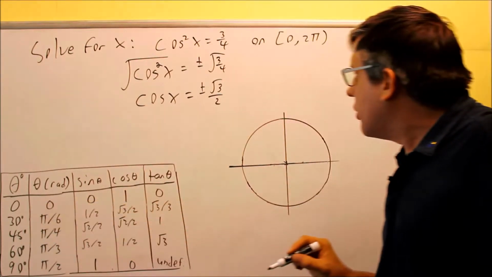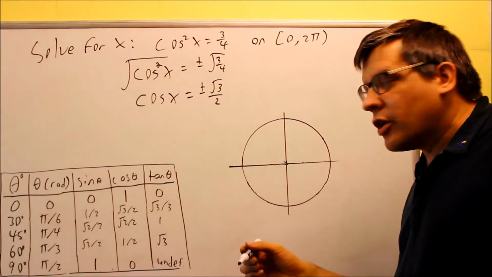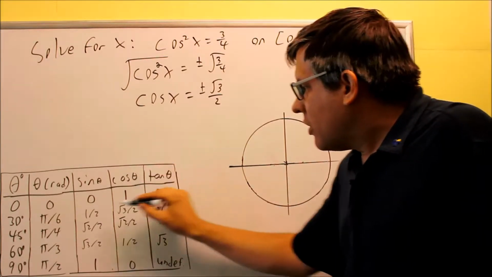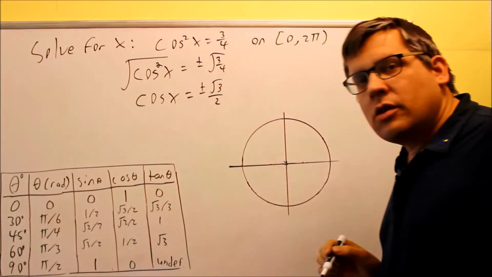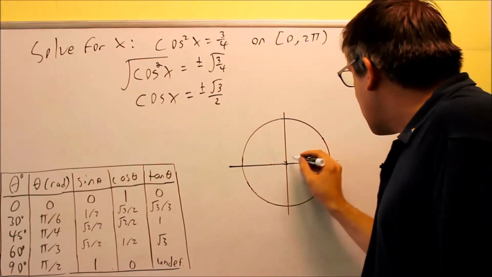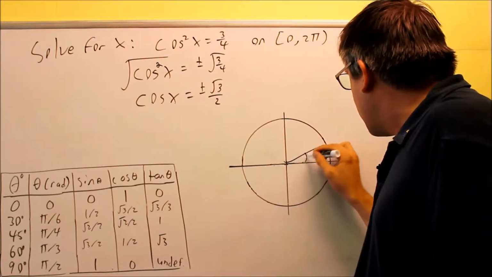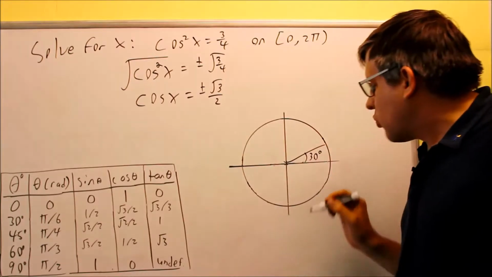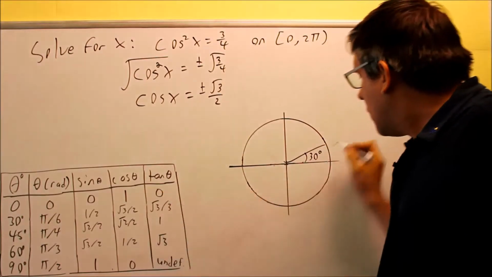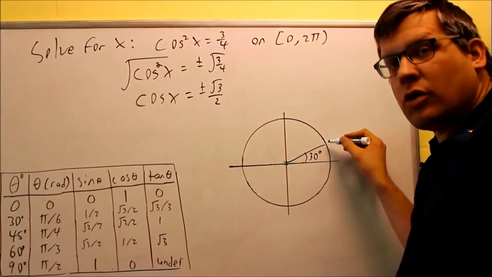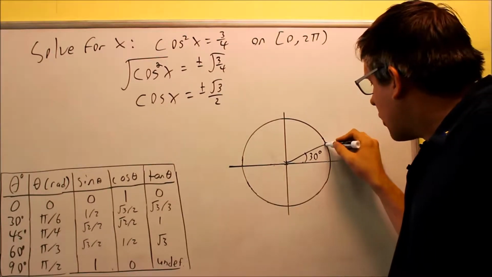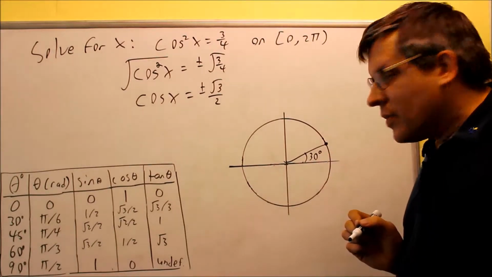That's going to be 30 degrees. So I'm going to do that in degrees and convert to radians. Cosine 30 degrees is root 3 over 2. So that means that right here at 30 degrees, that's one spot where the x value is going to be square root of 3 over 2. So one spot in the unit circle is going to be right there.